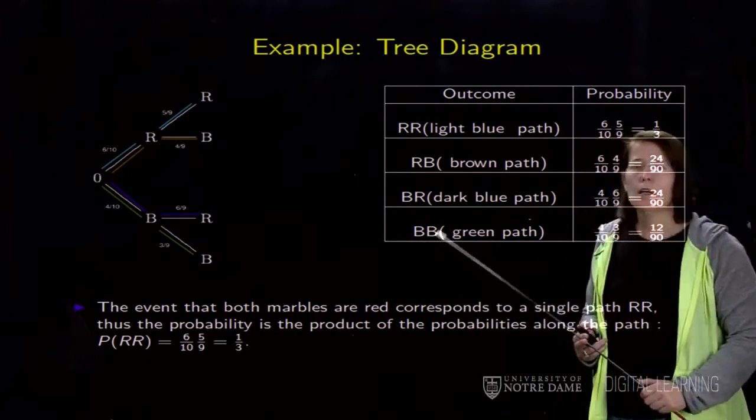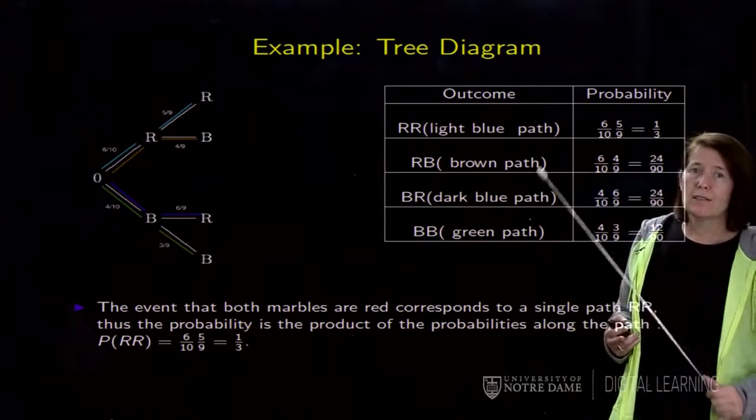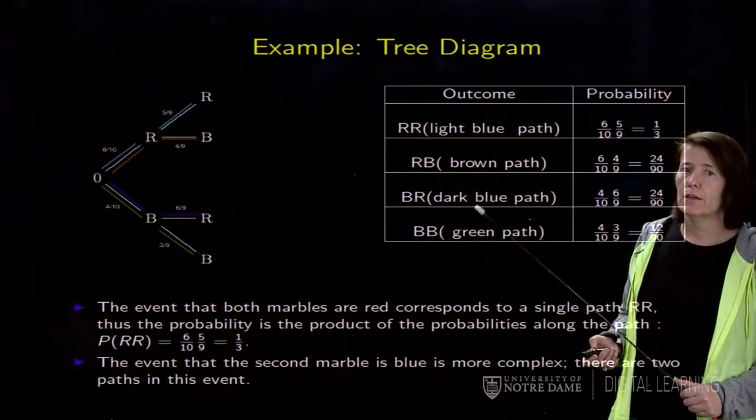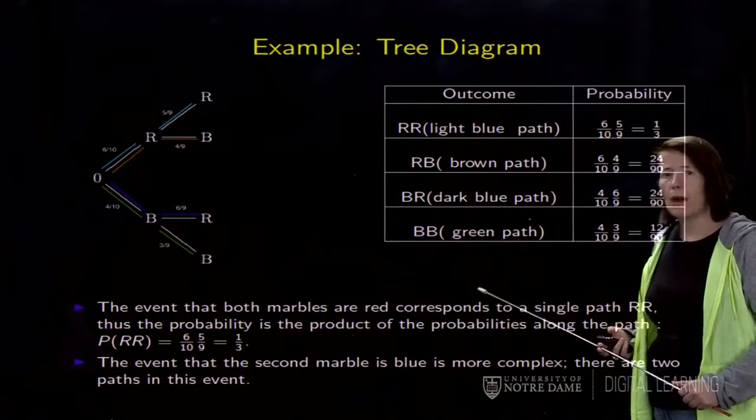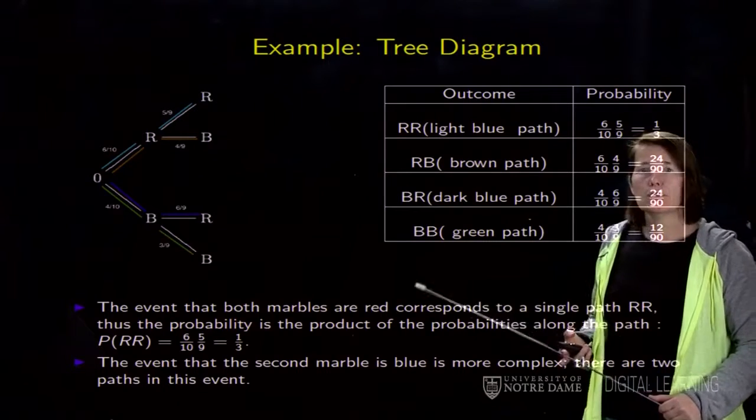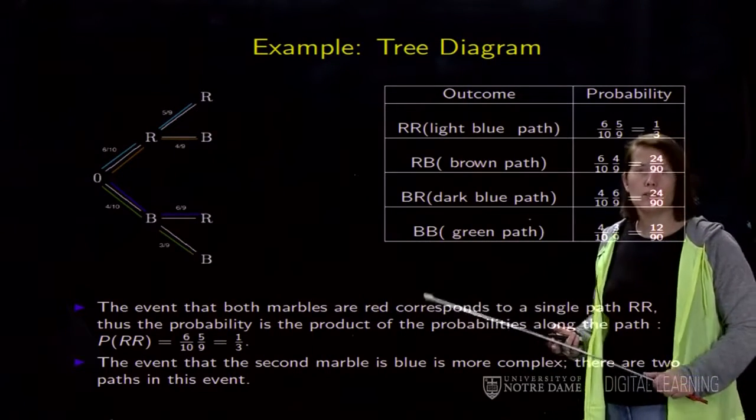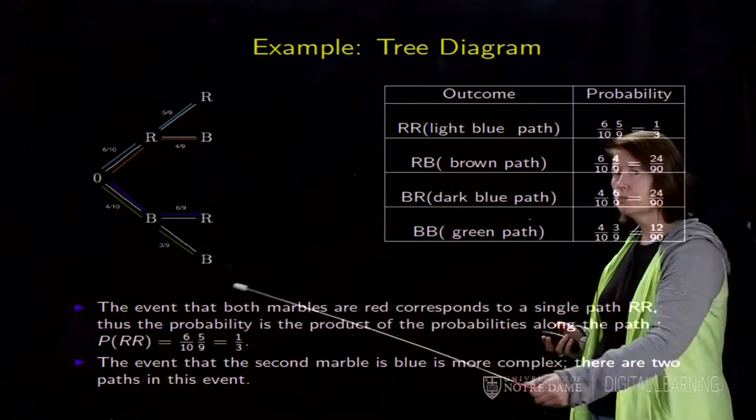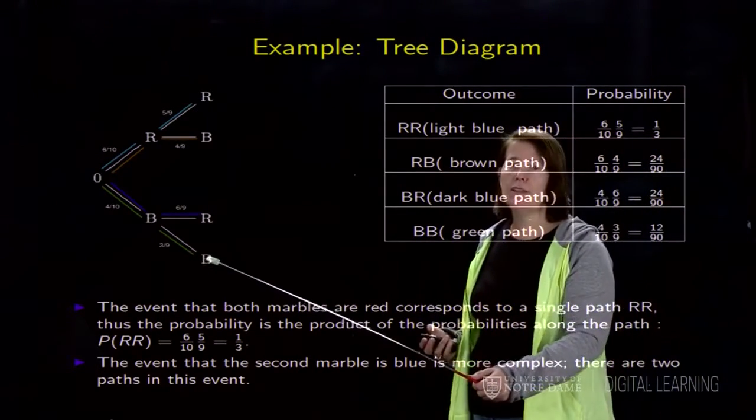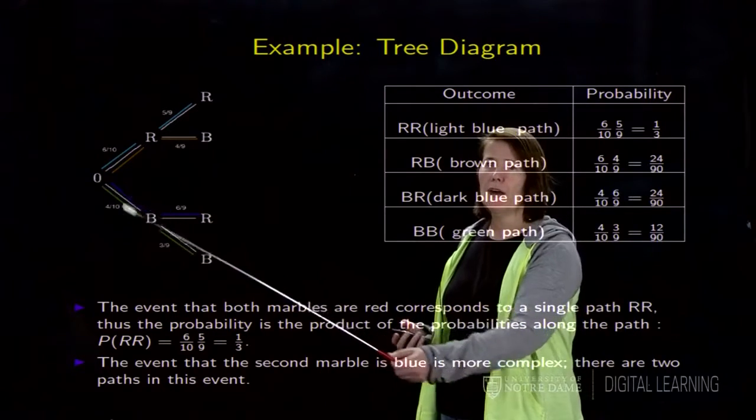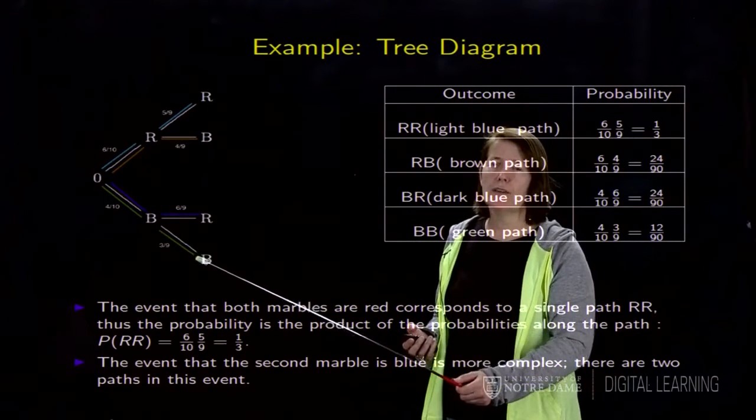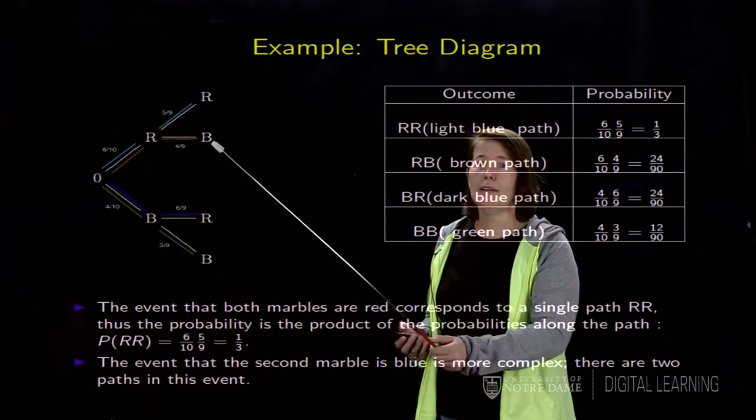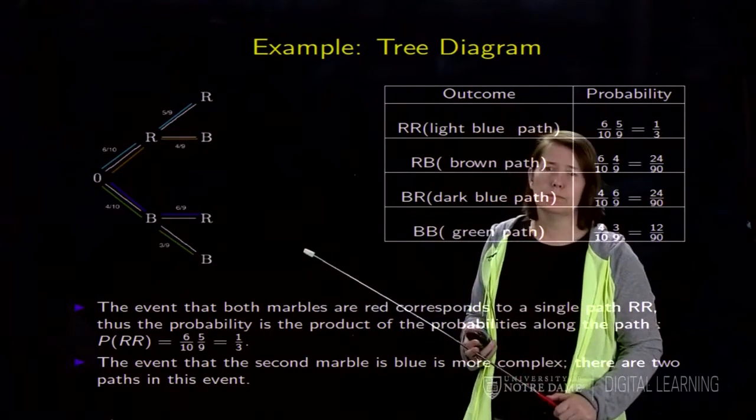Okay. Now what if we have a more complex event which corresponds to more than one outcome here? For example, what's the probability that the second marble is blue? This is a little more complex. There are two paths in this event. Both end in blue, so the path where we first draw a blue and then secondly draw blue is in there, and also where we draw a red and then draw a blue.